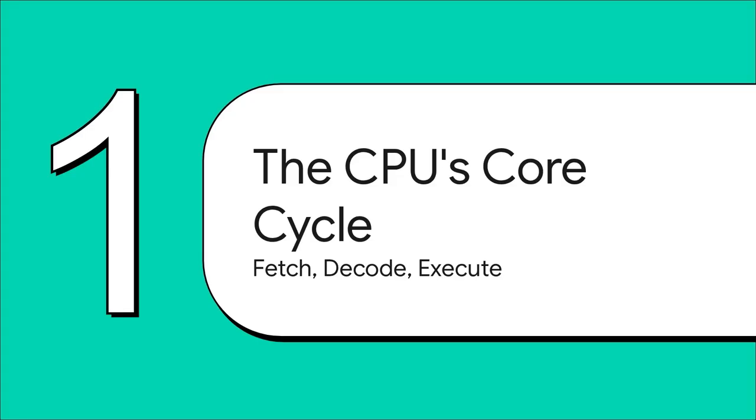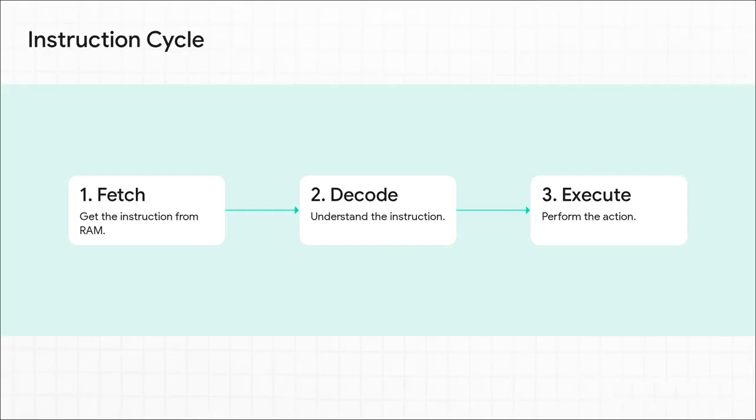Right, so the program is now sitting in RAM. The CPU takes over. And you know, at its heart, the CPU's job is surprisingly simple. It's just a constant, repeating cycle of work. This entire core cycle really just boils down to three fundamental steps: fetch, decode, and execute. That's it. The CPU just does this over and over and over again, millions and even billions of times every single second until your program is done.